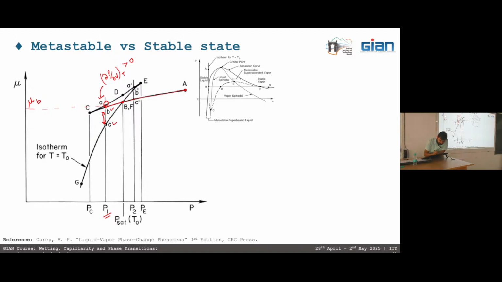Similarly, for point C we have some mu, which is mu C. Now mu C here is less than mu B. It means that point C is a more stable state as compared to point B, and of course, point B is a metastable state, while point C lies on a stable vapor curve.